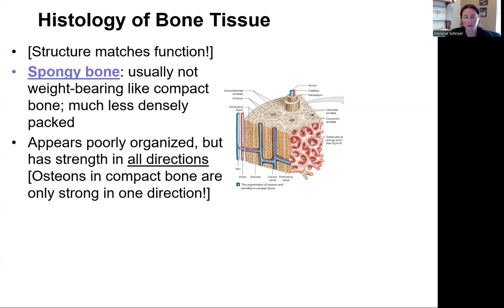It looks like it's poorly organized, like there's little bits of bone going in all sorts of different directions, but actually, the spongy bone is very organized to align itself along lines of stress.